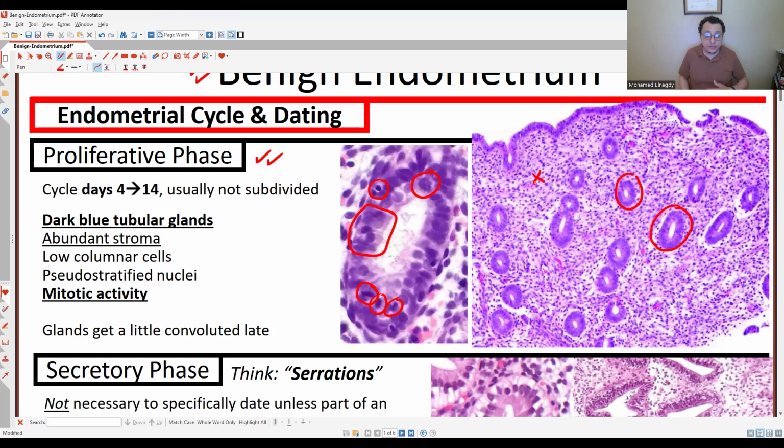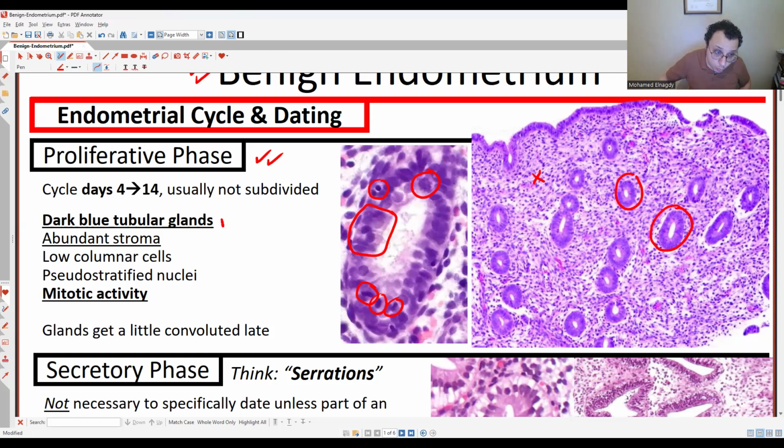here, the stroma doesn't look edematous. The stroma looks relatively dense, but not hyper dense, it's just dense. It's not an edematous stroma. But you see abundant stroma in between, which is not edematous.